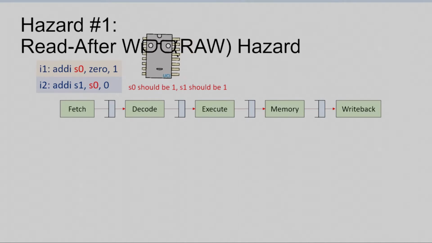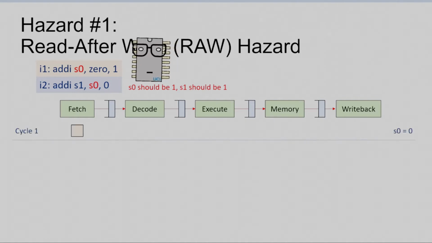But because there is a read after write dependency, because instruction 1 writes to S0 and instruction 2 reads from S0, and they're back to back, without special handling for read after write hazards, the results we get are going to be wrong. So let's see.